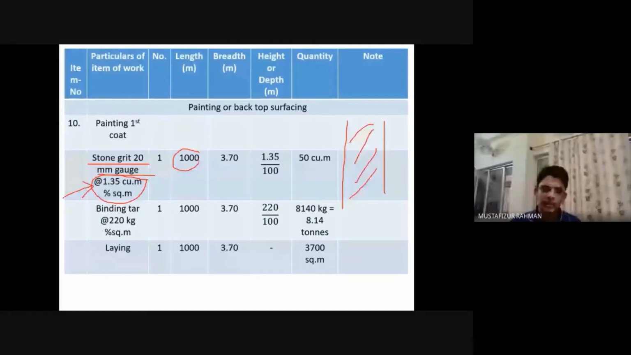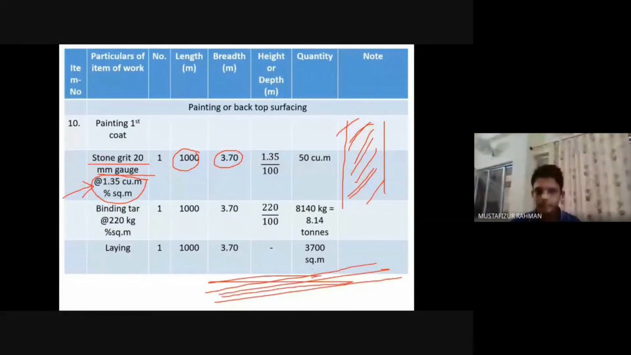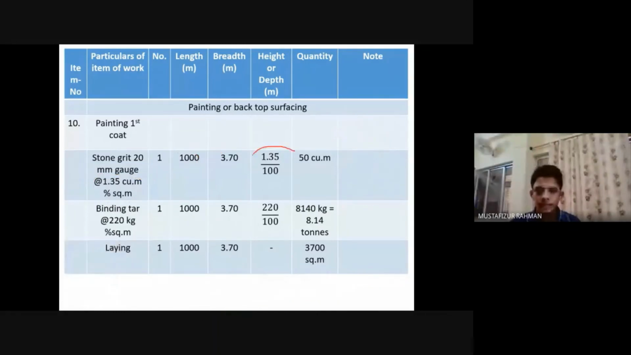1000 meter length, 3.70 meter breadth. That will give us the total area of the road, right? The area of the road on the top. Then at the rate of 1.35 per 100, so 1.35 divided by 100 is to be multiplied, which makes it cubic meter. This much work will be required.